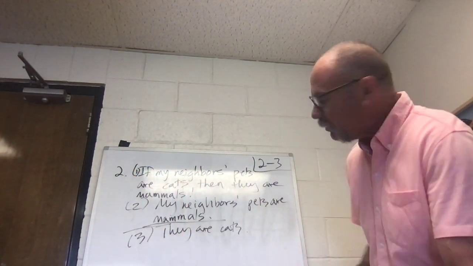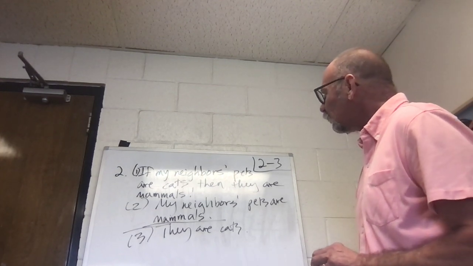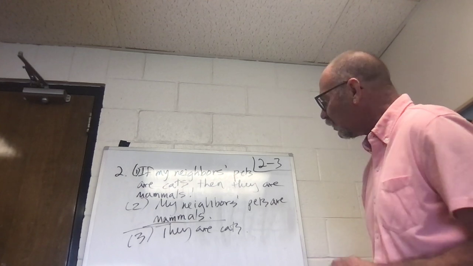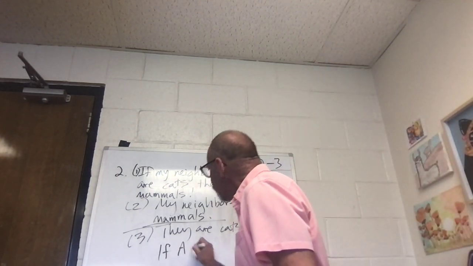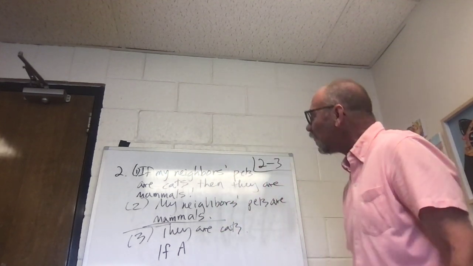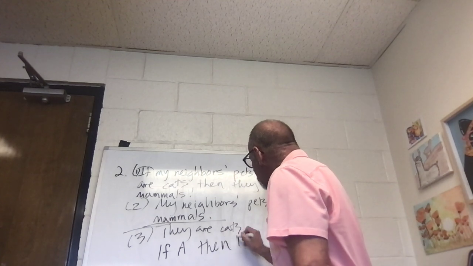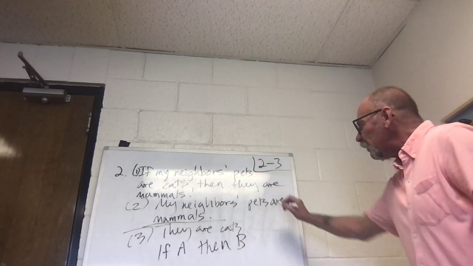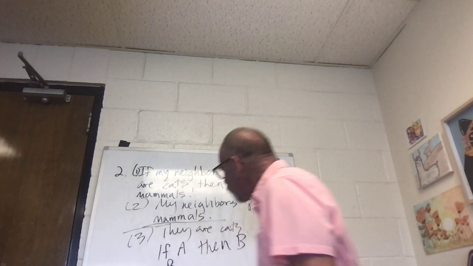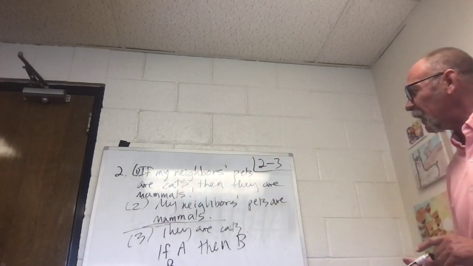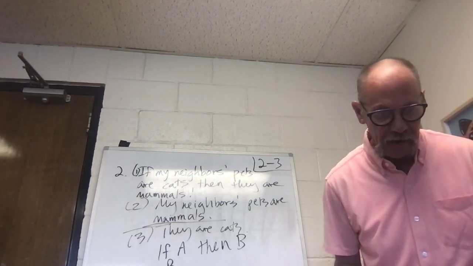All right, in this argument, the first premise says if my neighbor's pets are cats, then they are mammals. The second premise says my neighbor's pets are mammals. The conclusion is that they are cats. Let's think about the structure. Let A stand for the statement that says my neighbor's pets are cats, and let B stand for the statement that says my neighbor's pets are mammals. So the premises then have the structure if A then B, B, and the conclusion is simply A.